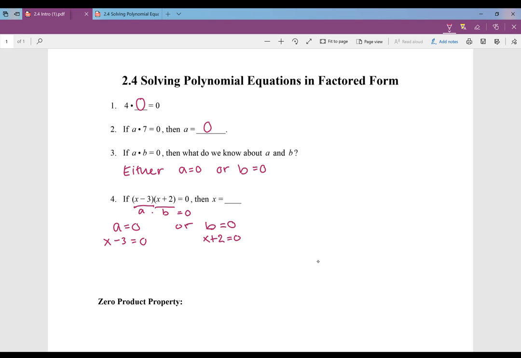And then we can solve for x, right? If we add 3 to both sides, you get x equals 3. And for x plus 2, we would subtract 2 from both sides. Whatever you do to one side, you need to do to the other. So we would get x equals 3 or x equals negative 2.